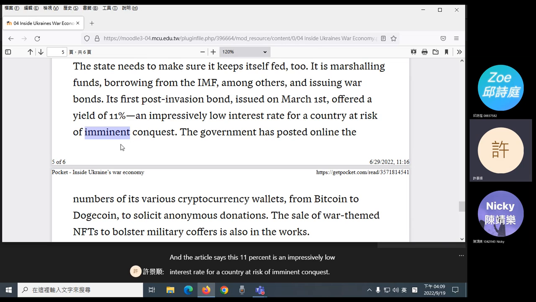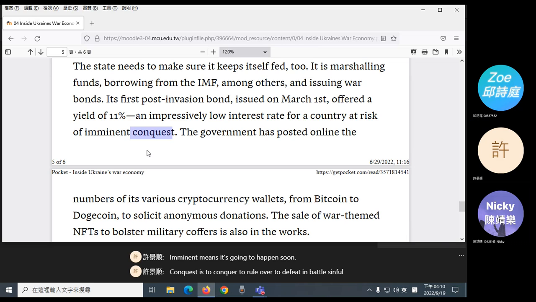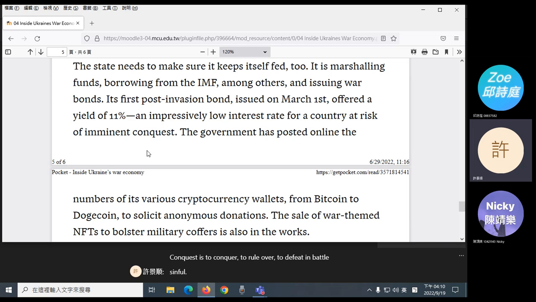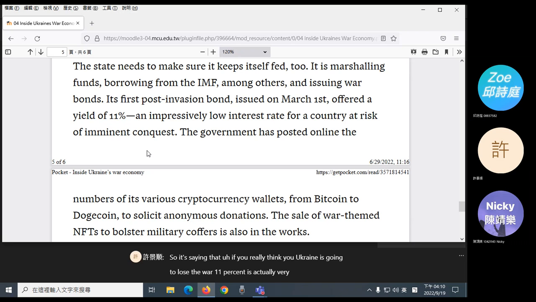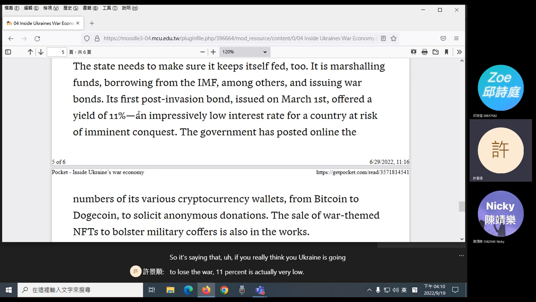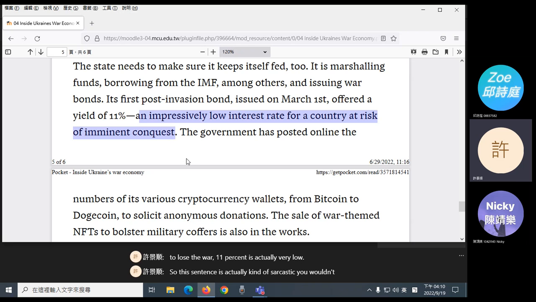Imminent means it's going to happen soon. Conquest is to conquer, to rule over, to defeat in battle, 征服. So it's saying that if you really think Ukraine is going to lose the war, 11% is actually very low. So this sentence is actually kind of sarcastic, 有点讽刺. It's saying that basically many people think that Ukraine cannot win the war, but the market disagrees. That's why the price is so low.